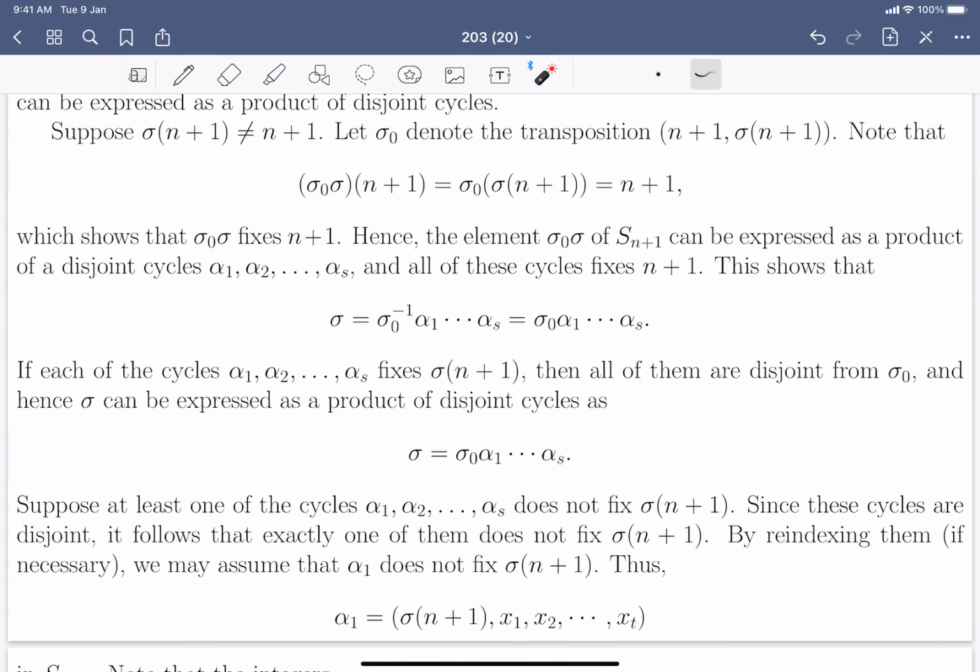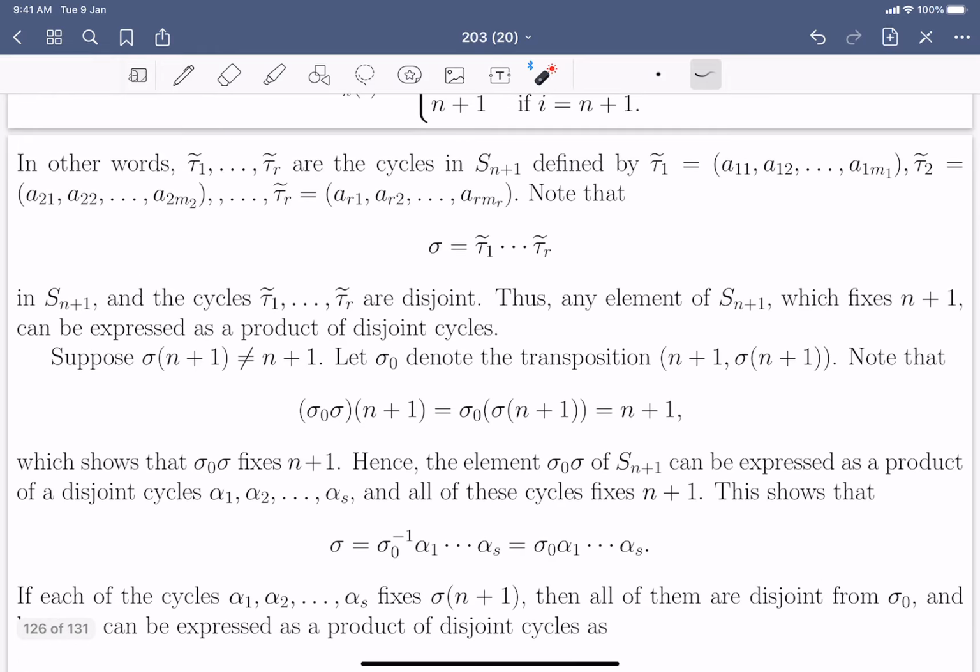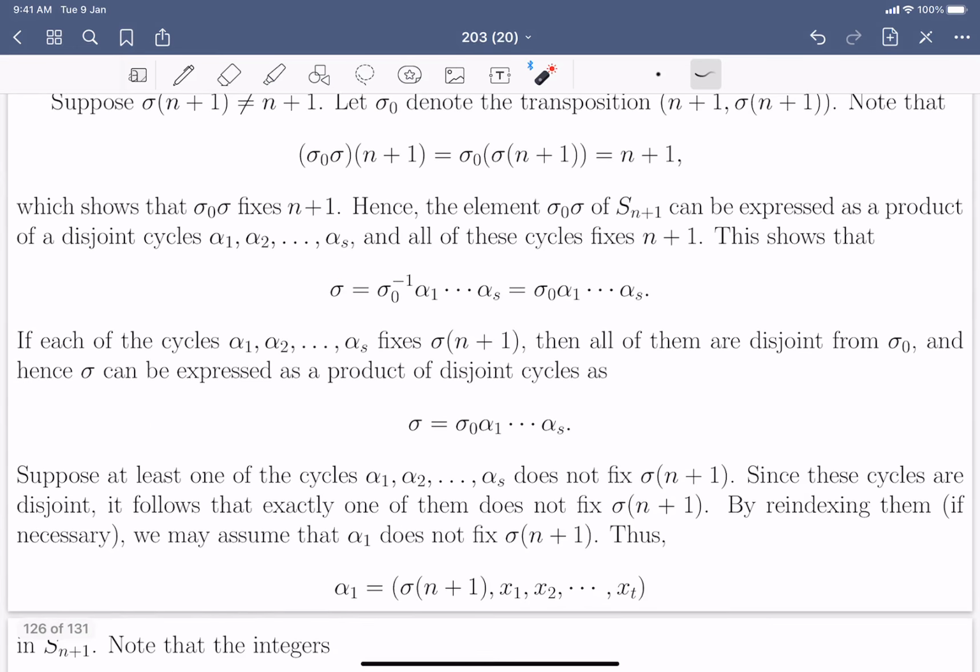So it follows that sigma naught sigma can be expressed as a product of disjoint cycles alpha 1 up to alpha s. So sigma naught sigma is the product alpha 1 up to alpha s. It follows that sigma is equal to sigma naught inverse times this product alpha 1 up to alpha s. And sigma naught being an element of order 2 of the group Sn plus 1, it follows that sigma naught inverse is sigma naught. So we have sigma equal to sigma naught times alpha 1 up to alpha s.